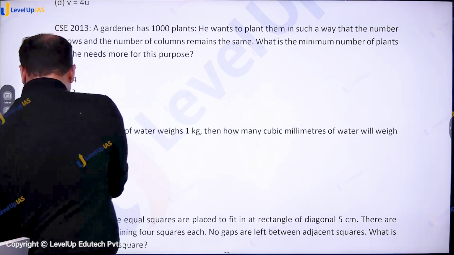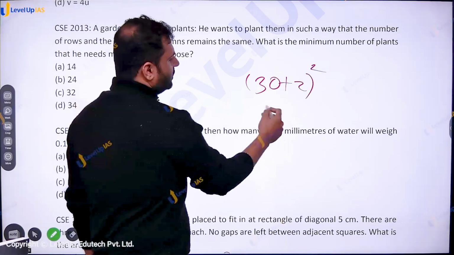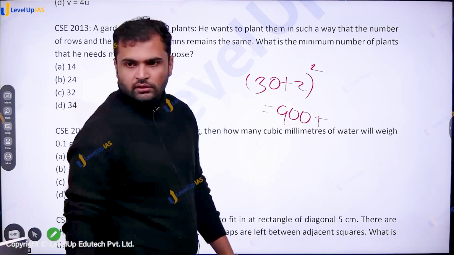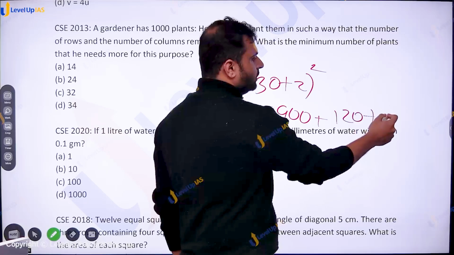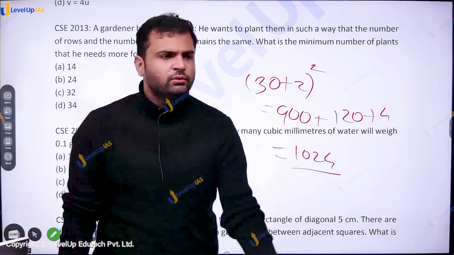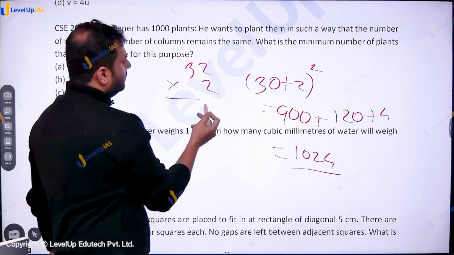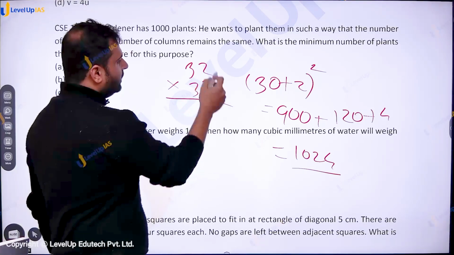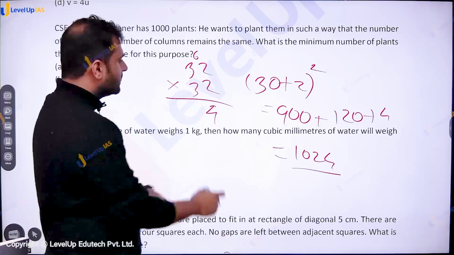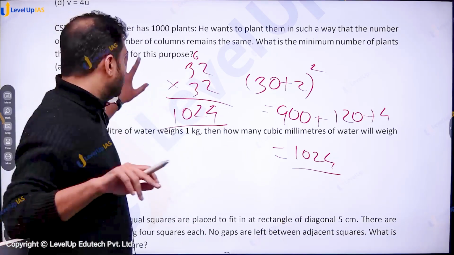You can calculate directly, or you can do something like this. (30 plus 2) square. What is this? a square plus 2ab plus b square, which is 1024. You can do this also. If you want to directly multiply, you can directly multiply. Not that difficult. 32 into 32. So 32 2s are 64. Carry 6. 32 3s are 96 plus 6, 102. You can still get the same answer. Any which way you want to multiply.